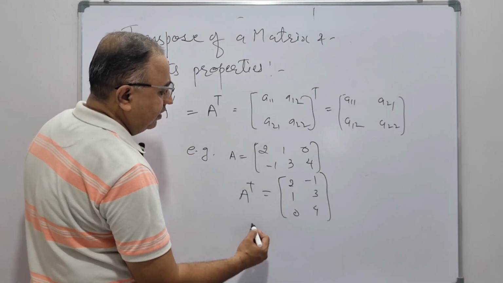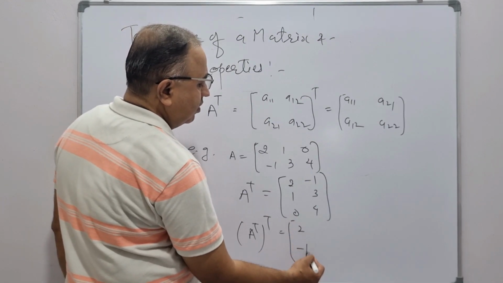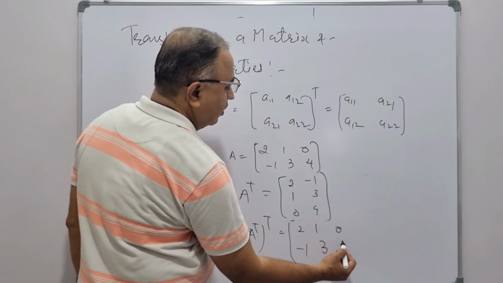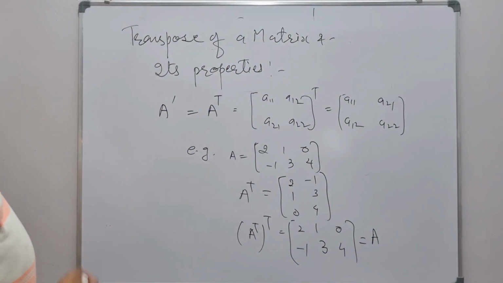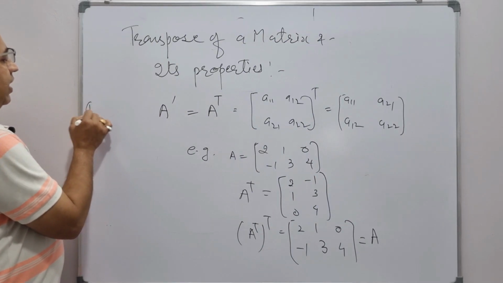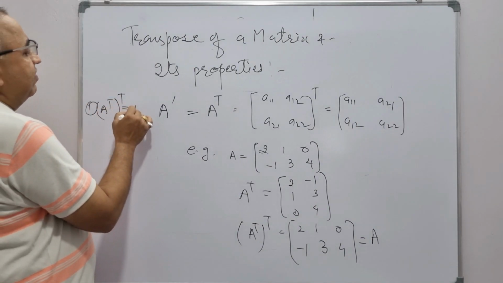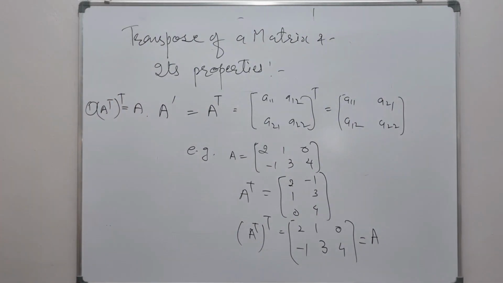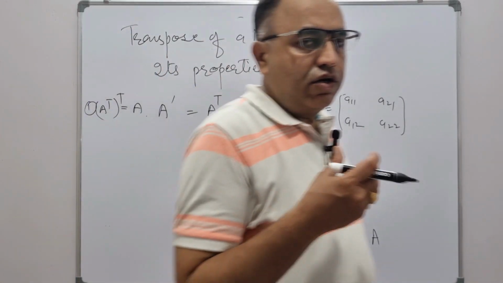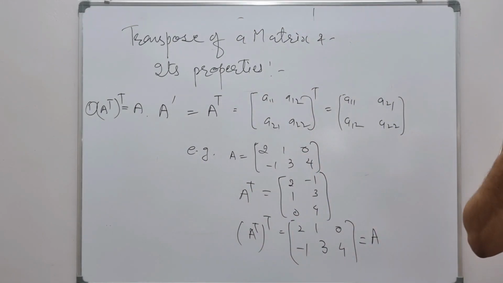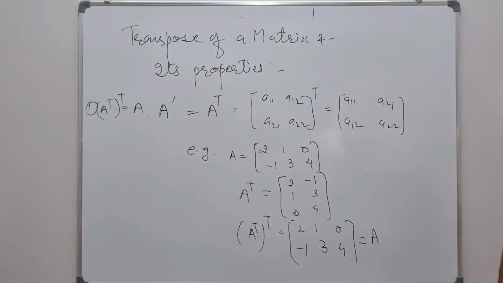If I transpose it again, then the first row becomes the first column, the second row the second column, the third row the third column. It's again the same as matrix A. So this gives us the first property of transpose, that the transpose of the transpose of a matrix is the same as the matrix itself. Finding the transpose means converting rows into columns, simple, and if you find the transpose of that again, you get the same matrix. So it's called double transpose, right?